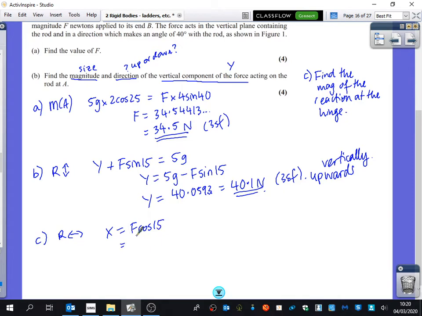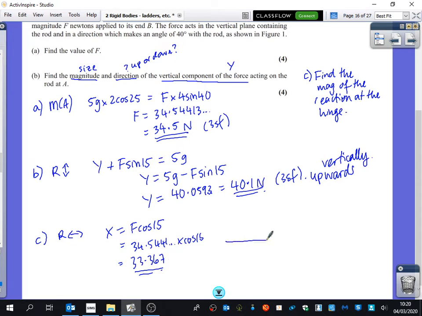And F is this thing here, 34.544 and so on, multiplied by cos 15. So that is 34.54413 times cos 15. X is 33.367.